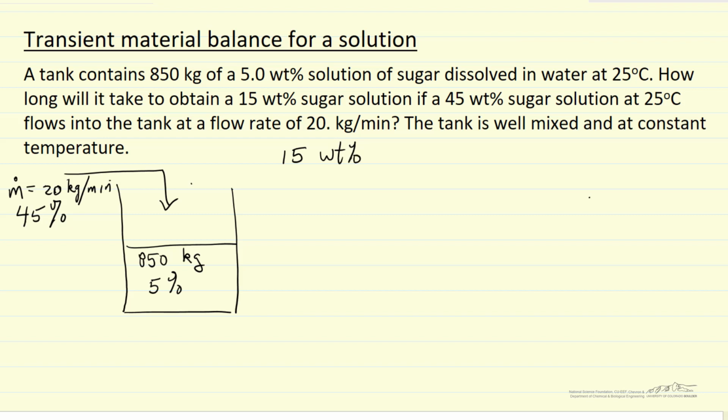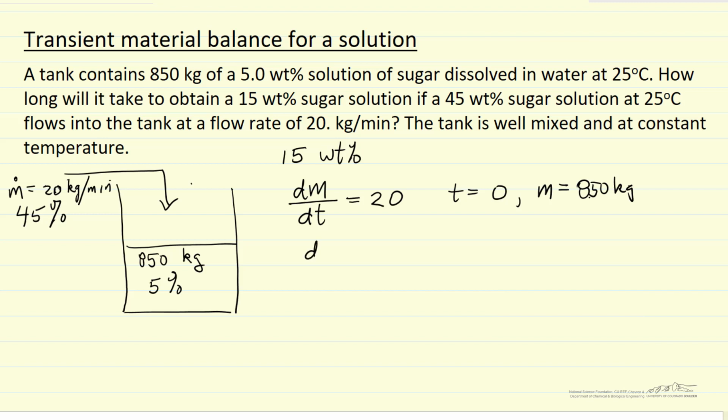So what we're going to do is write down material balances, mass balances. The total mass in the tank changes with time because we're adding 20 kilograms per minute. And this differential equation has an initial condition that when t is 0, the mass is 850 kilograms.